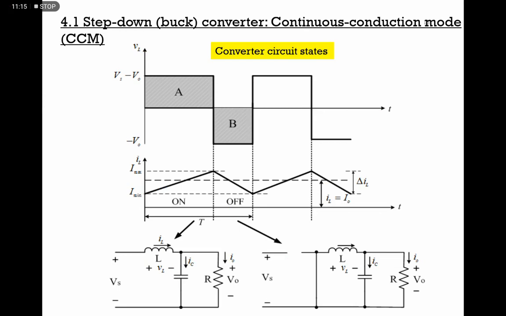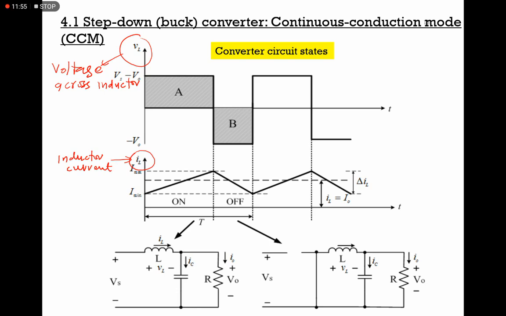The waveform here in this slide, we have the VL, which is your voltage across the inductor, and then the second waveform is your inductor current.